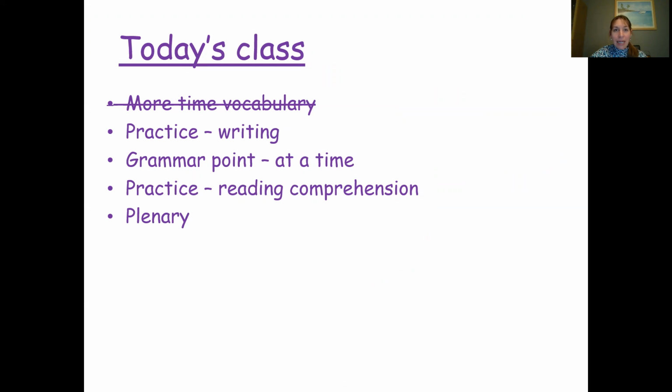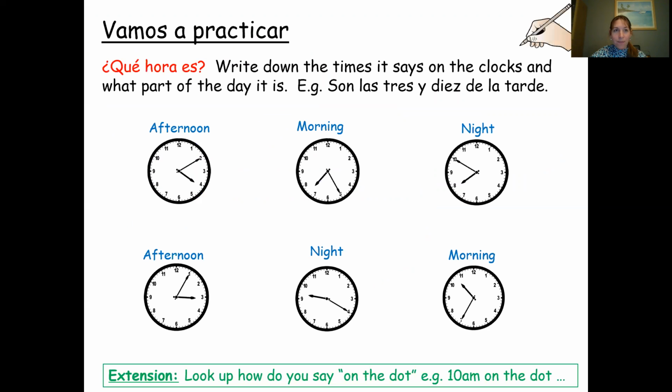So let's practice that now with a writing. So vamos a practicar. ¿Qué hora es? You can see there are 6 clocks, and I've written down afternoon, morning, night and mixed them up. I would like you to write down the times that it says on the clock and include what part of the day it is. So for example, son las 3:10 de la tarde. It's 3:10 in the afternoon.